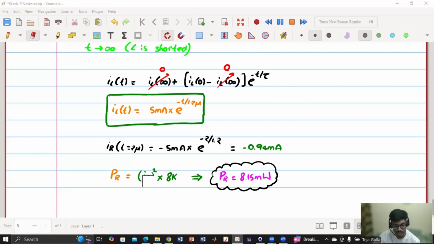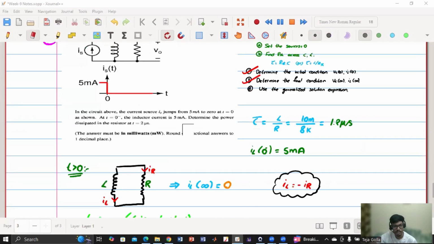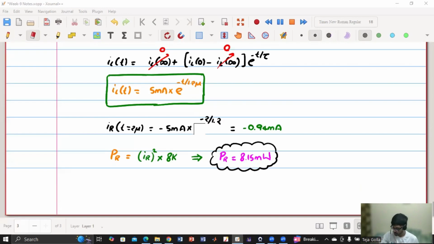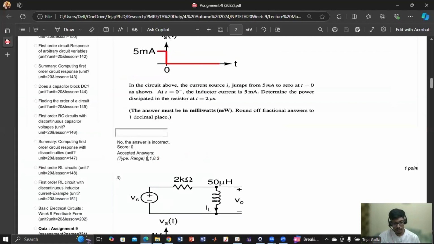Then you multiply and check this value. It is coming around 8.15 to me. They have asked for t equals to 2 microsecond, right? At t equals to 2 microsecond, I square R into R. Check and see. You substitute this here and you will get around 8.15. I have calculated and seen and checked with the solution as well. So it was coming between 8.1 and 8.3, so 8.15.